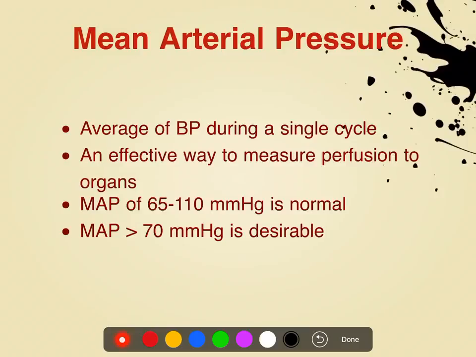Now, this mean arterial pressure is trying to come up with a single number for blood pressure. So it's kind of an average of the blood pressure during a single contraction or cycle. And we use this a lot, maybe not pre-hospital as much as they do in hospital, but it's an effective way to determine if organs are getting enough blood flow or not. On the average person, we see a mean arterial pressure of 65 to 110. When we're dealing with patients that might be going into shock or having low blood pressure, if we can keep a mean arterial pressure greater than 70, we're probably going to have good perfusion to the organs of the body.